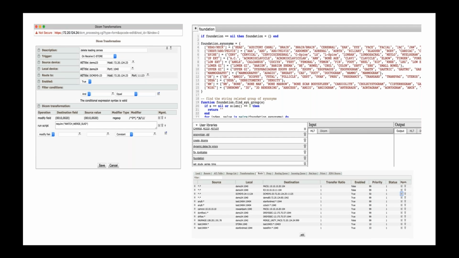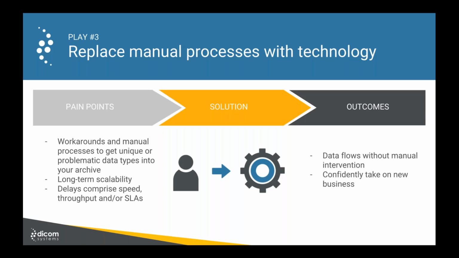Maybe, Taylor, if we could go back to the slide, play number 3. Yeah, here we go. So the other thing that was really helpful to Foundation was essentially eliminating some manual process. So I talked already about one manual process that we eliminated with the hospitals, and calling them and asking them to push priors to us.